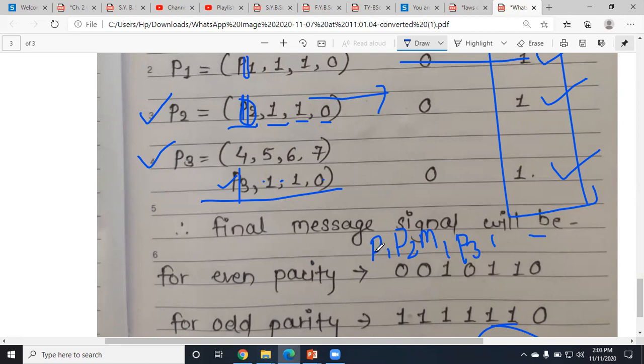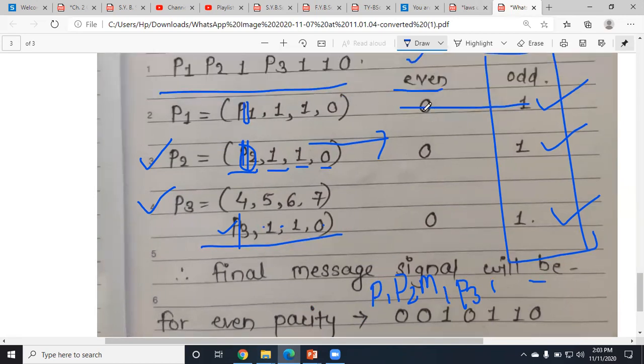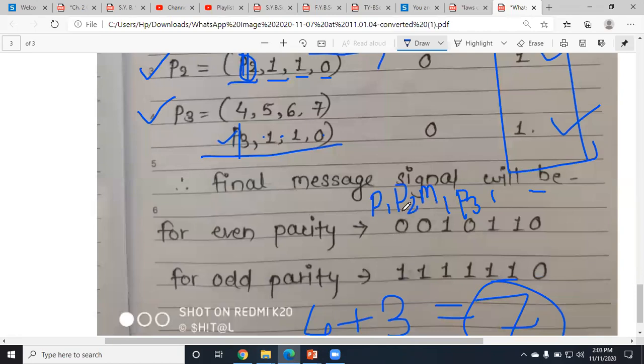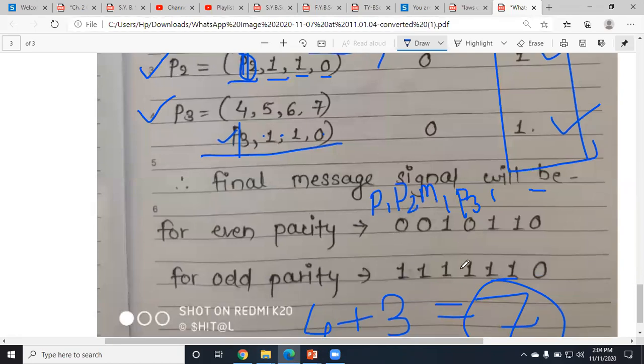Now, what is my P1? As per even parity, P1 is 0. So I'll put my data 0 here. What is P2? P2 is again 0. I'll put 0. What is my M1? 1, 1, 1, 0 is the original data. M1 is 1, so the third bit is 1. What is P3? 0. What is M2? 1. M3, 1. And M4? 0. Understand everyone?